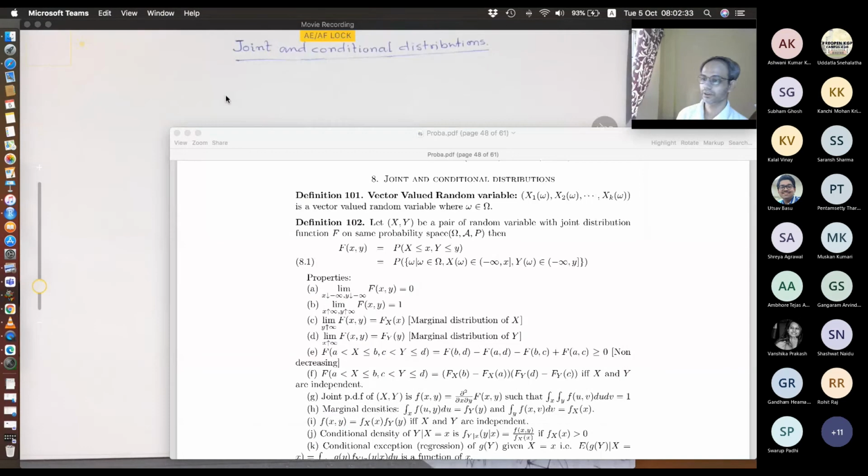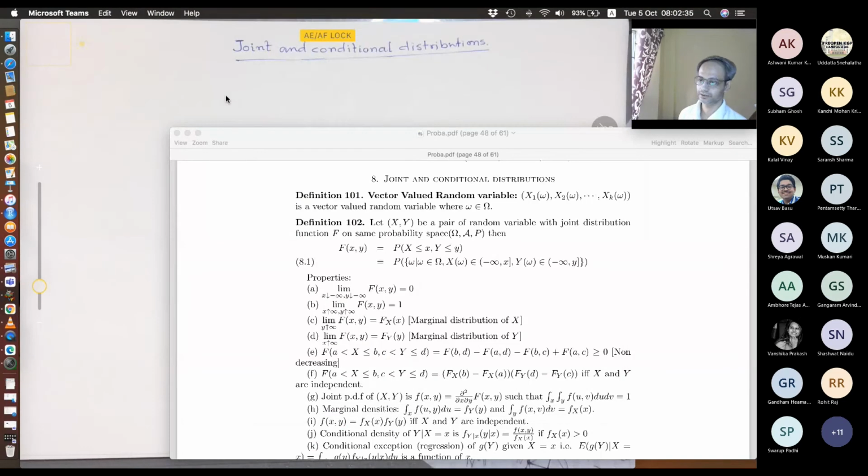Okay, so we are going to start a new topic which is a very natural extension of whatever we have done so far. It is joint and conditional distribution of random variables. For that we need the notion of a vector valued random variable. This PDF is already uploaded in your MS Team. You can download and see.